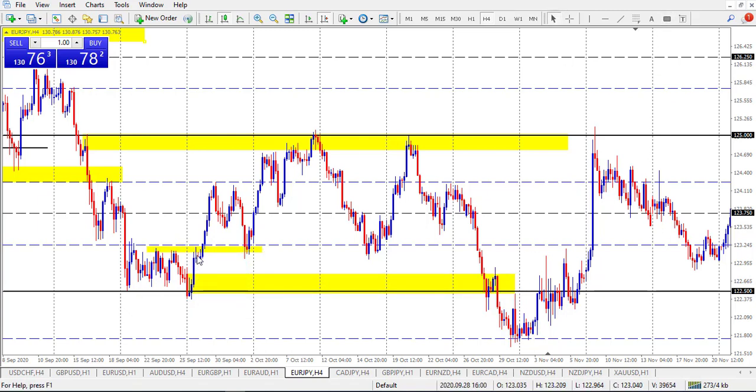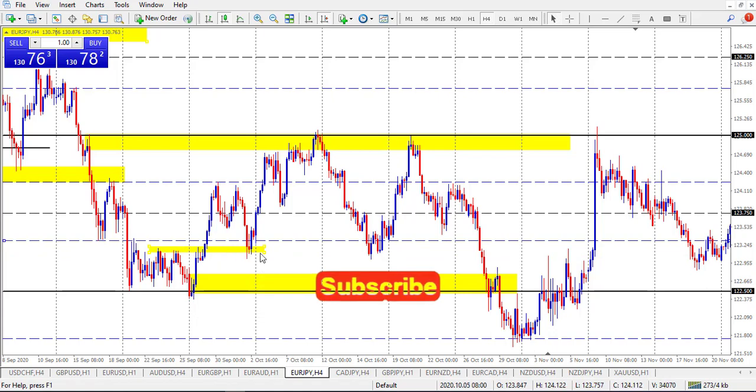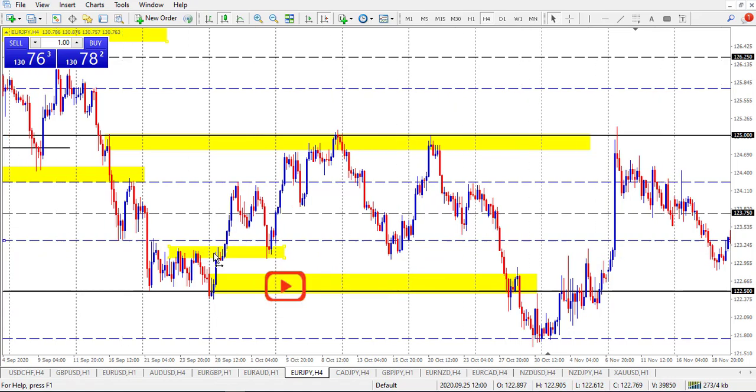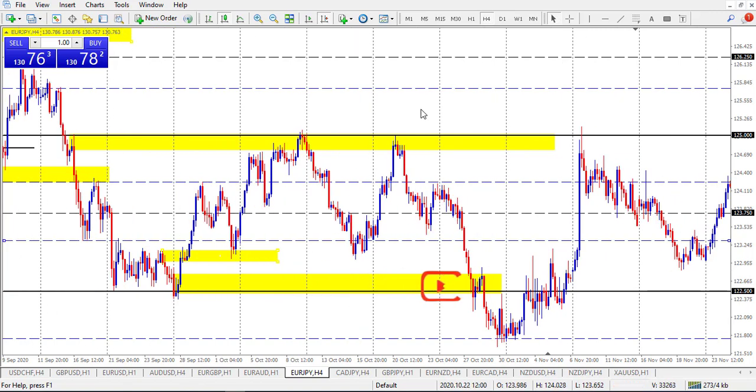Break of structure, and this is the order block. Look at what price did. Came back, retest the order block, and went up. And also we have what we call a breaker. Yeah, so we have a breaker retest inside the consolidation. Break of structure, then retest.